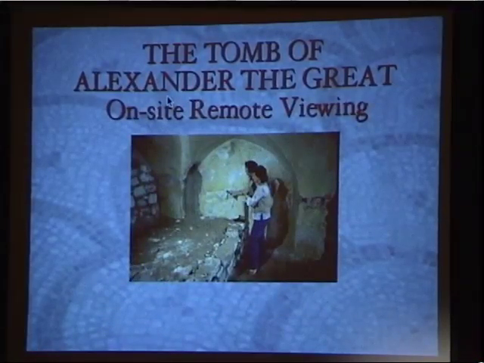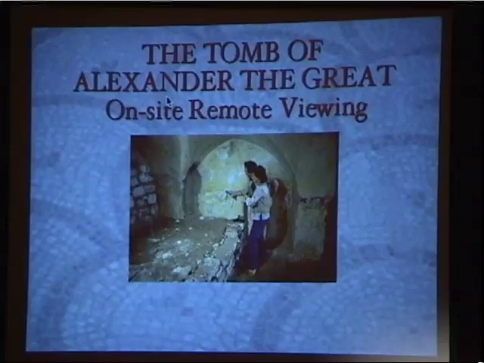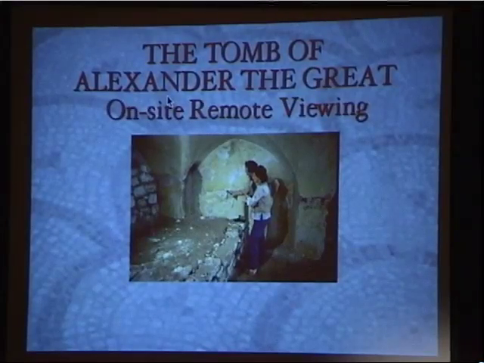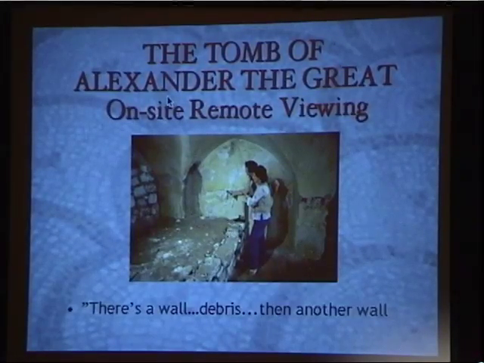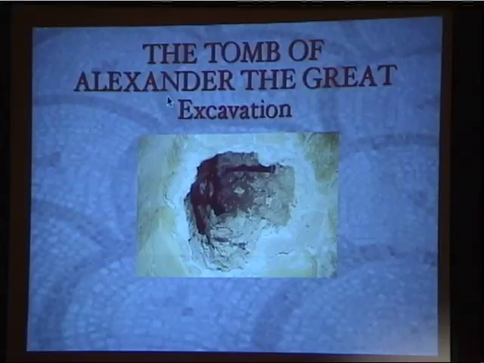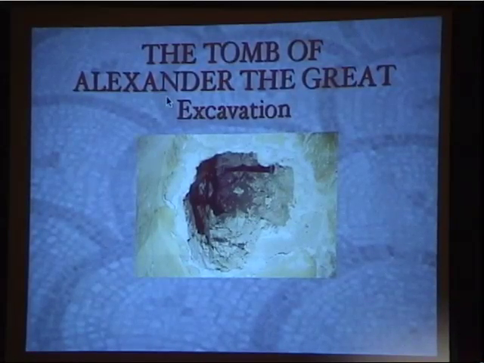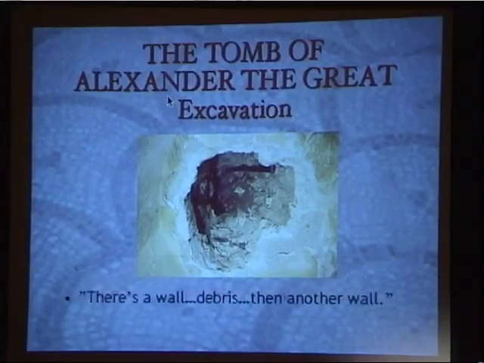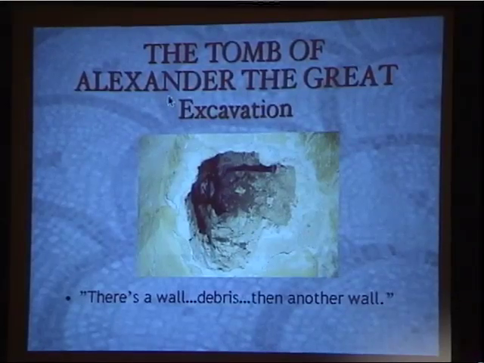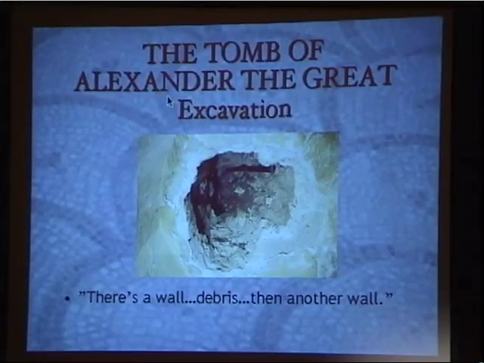And so we brought Hella back. We do them one at a time, back and forth. We brought Hella down, and she says there's a wall, and then there's debris, and then there's another wall. So there it is. Debris, a wall, debris, and another wall. That's the archaeologist Fakirani who ran the dig. I don't do the digs. Once we give them the information, we turn it over to the archaeologists, and they run the archaeology.